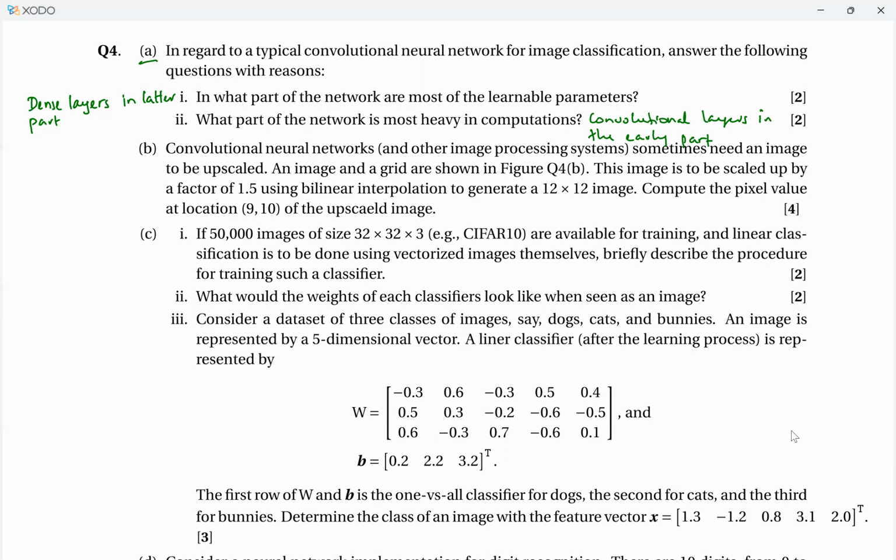Okay. Part B, convolutional neural networks and other image processing systems sometimes need an image to be upscaled. So we are considering taking an image and producing a zoomed in version of the image. An image and a grid are shown in figure Q4b. This image is to be scaled up by a factor of 1.5 using bilinear interpolation to generate a 12 by 12 image. Compute the pixel value at location 9, 10 of the upscaled image. So you can see the scaling factor is 1.5.